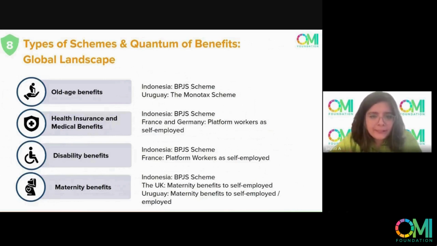Examples of old age benefits include the BPJS scheme in Indonesia and the monotax scheme in Uruguay. Examples of health and medical insurance include the BPJS scheme in Indonesia and France, and Germany classifying platform workers as self-employed. In addition to health benefits, this classification also facilitates extension of disability benefits. In the UK and Uruguay, maternity benefits are extended to workers that are classified as self-employed. The BPJS scheme is worker funded, while the monotax scheme is government funded.